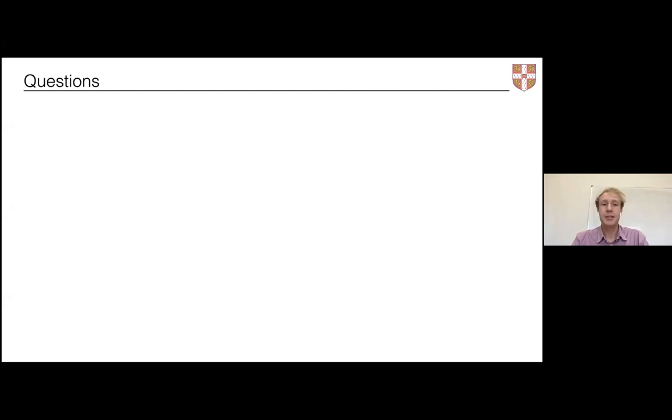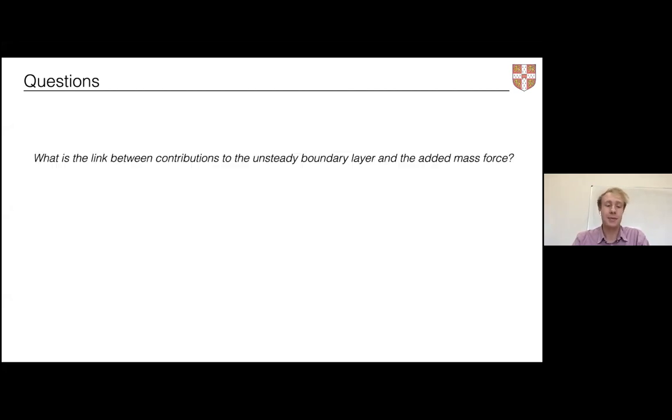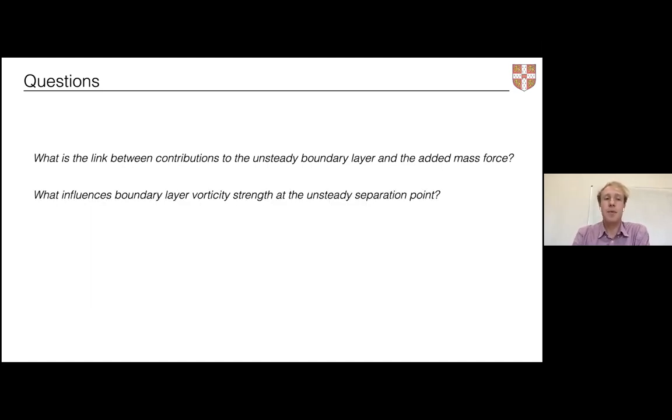Now, all of this brings us to the two main questions that I would like to answer throughout this talk. The first one is: what is the link between the contributions to the unsteady boundary layer and the added mass force, just because sometimes there can be a bit of confusion that arises from this. And secondly, what influences the boundary layer vorticity strength at the unsteady separation point? And this latter point is really there because we want to predict the unsteady separation point.